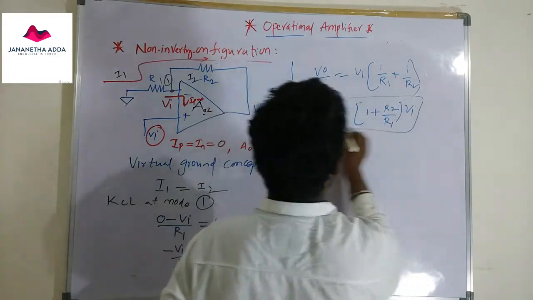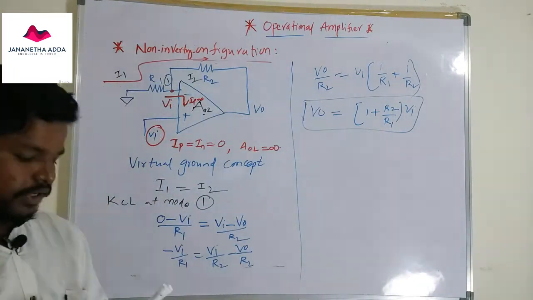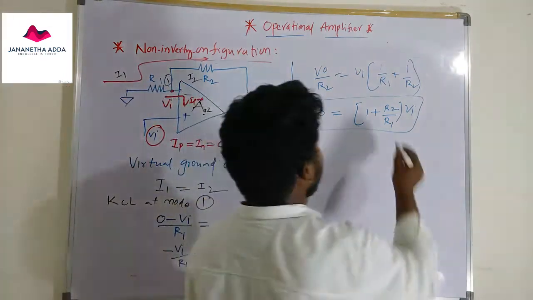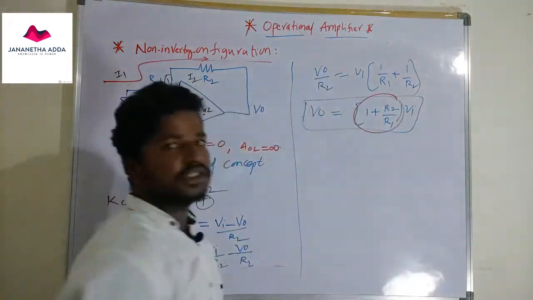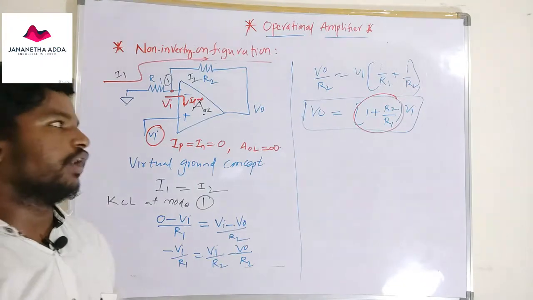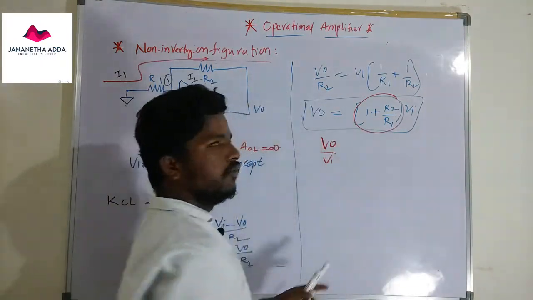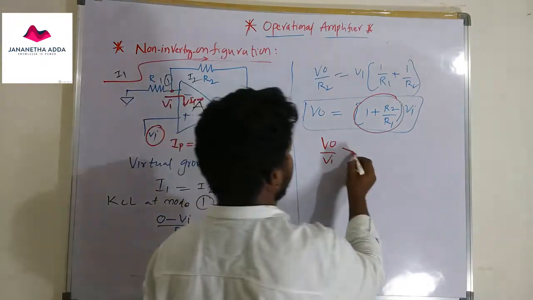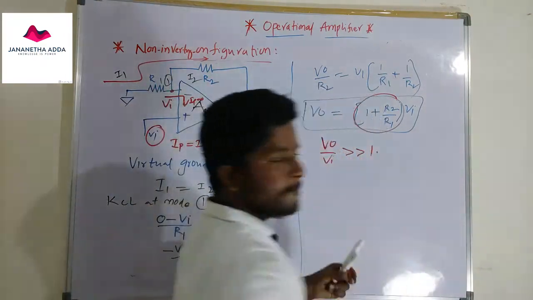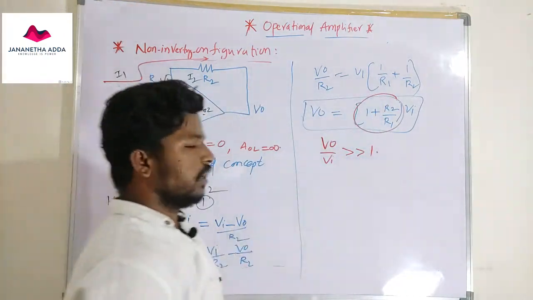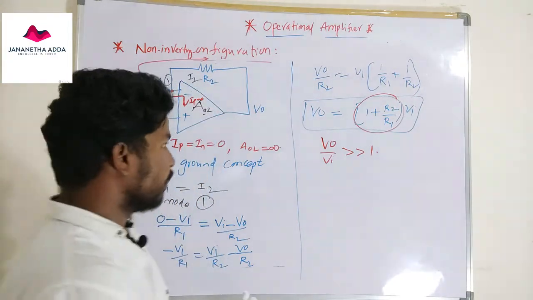This is the closed-loop non-inverting configuration, and the gain of the non-inverting amplifier is 1 plus R2 by R1. The gain of a non-inverting operational amplifier is greater than 1. So the non-inverting configuration gain is greater than 1.